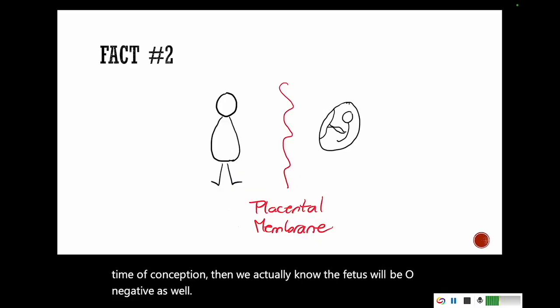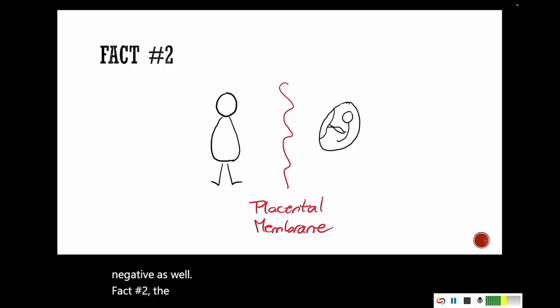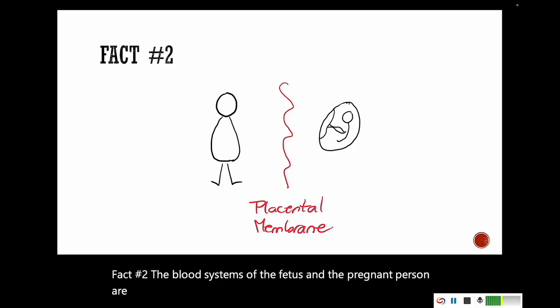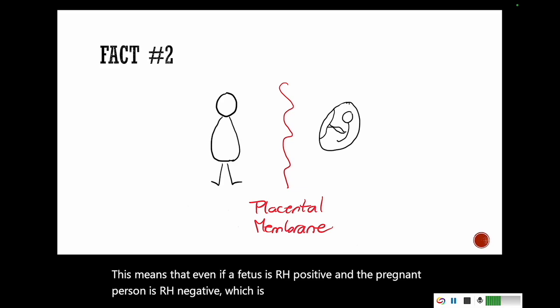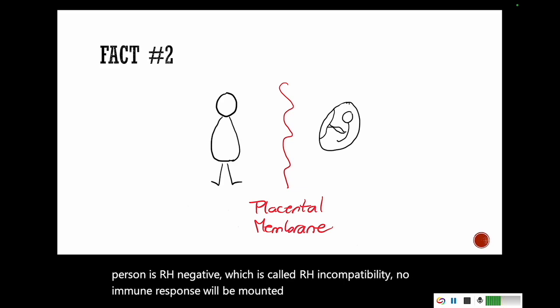Fact number 2. The blood systems of the fetus and the pregnant person are separated by the placental membrane and do not typically mix. This means that even if a fetus is Rh positive and the pregnant person is Rh negative, which is called Rh incompatibility, no immune response will be mounted during the pregnancy because the blood does not mix.